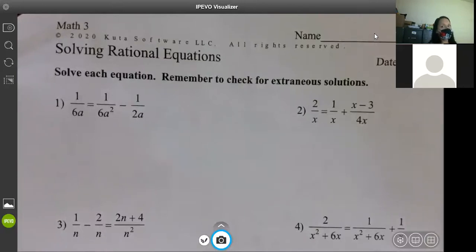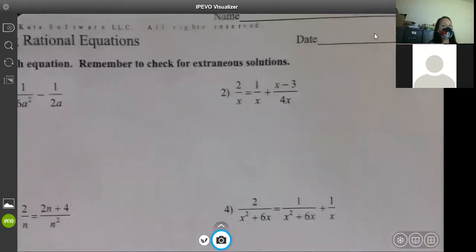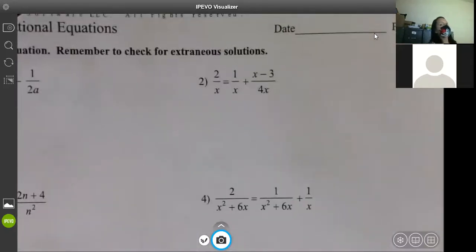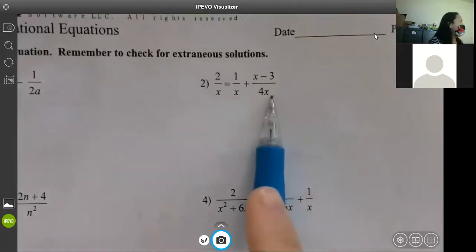So if we look at this very first one, we need to find the common denominator. And let me start with number two because it's a little bit easier. What would be your common denominator on number two? What two parts do I need? What number do I need? Everything has to have a 4 and everything has to have a what? An X. This one has both, so I don't have to do anything with that.